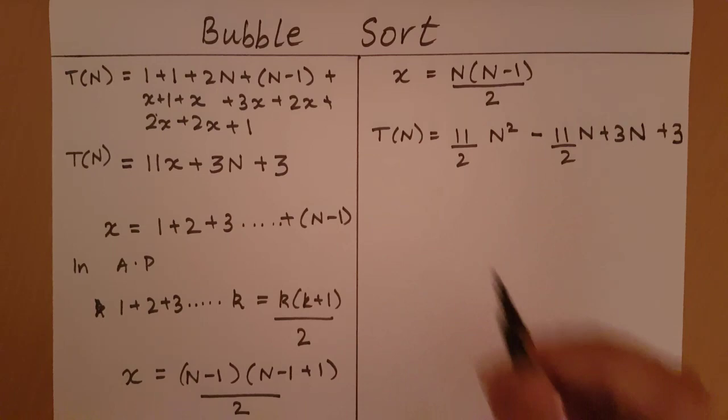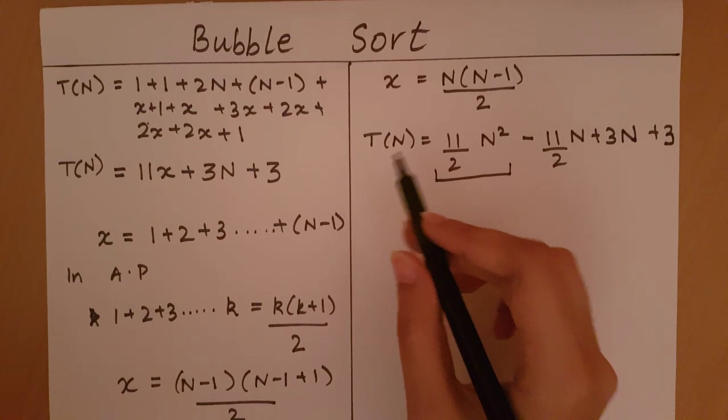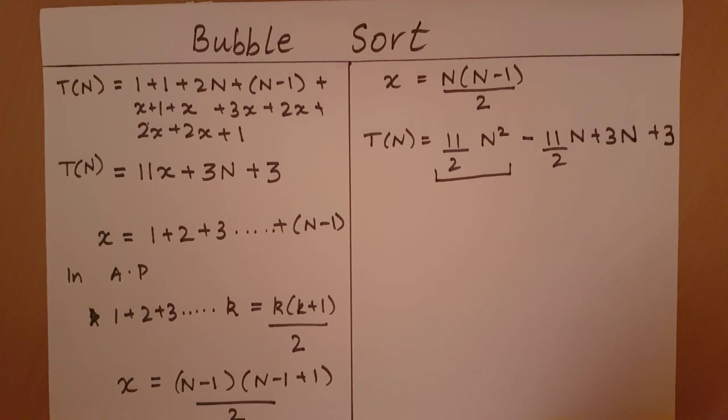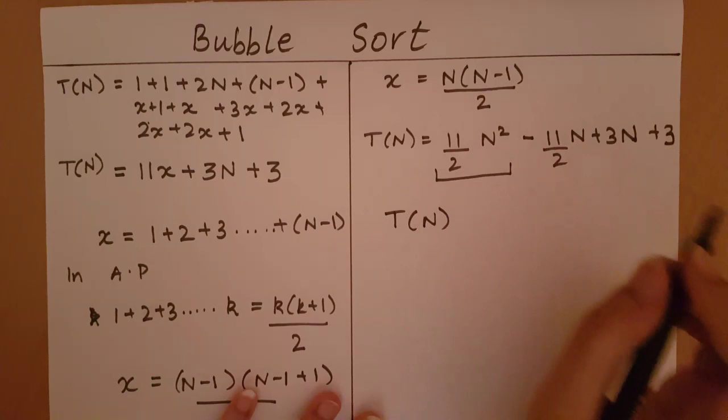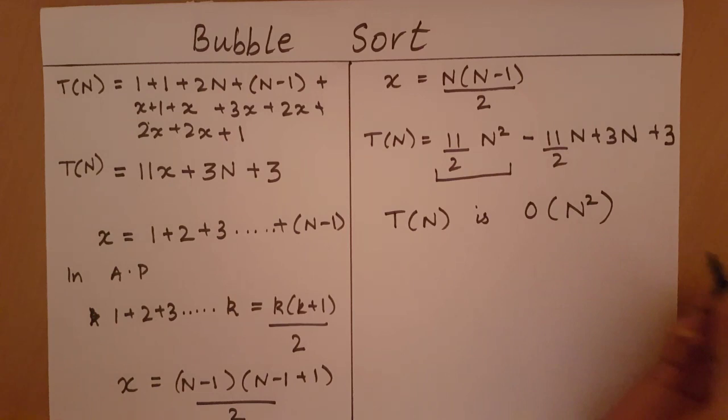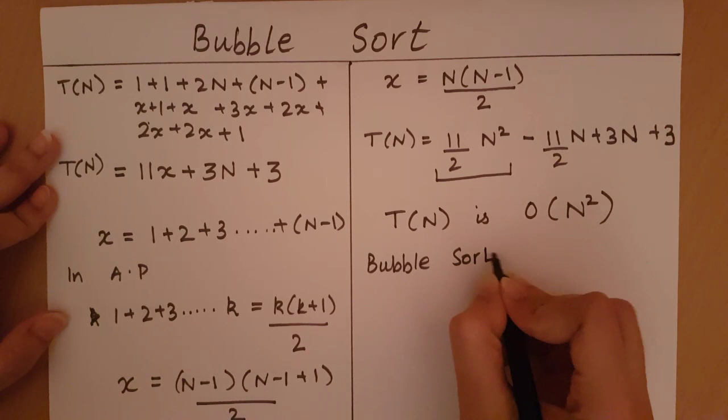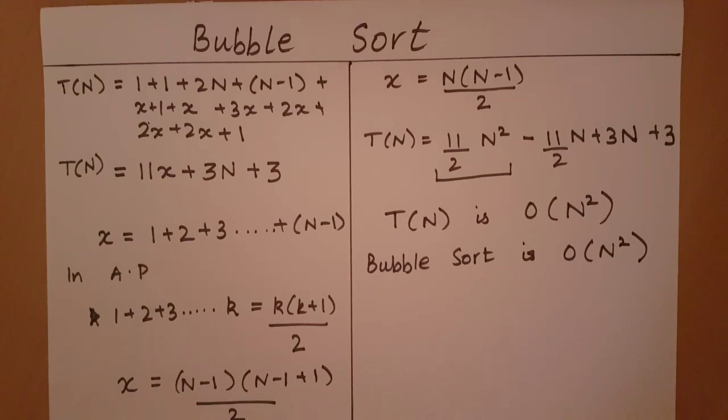That will be 11n square, because this will make the growth of the time quadratic with respect to n, because this is the highest power of n. So we say that t of n, ignoring the constant in this term, is order of n square, or in other words, bubble sort is order n square. This is how you determine the big O notation of bubble sort.